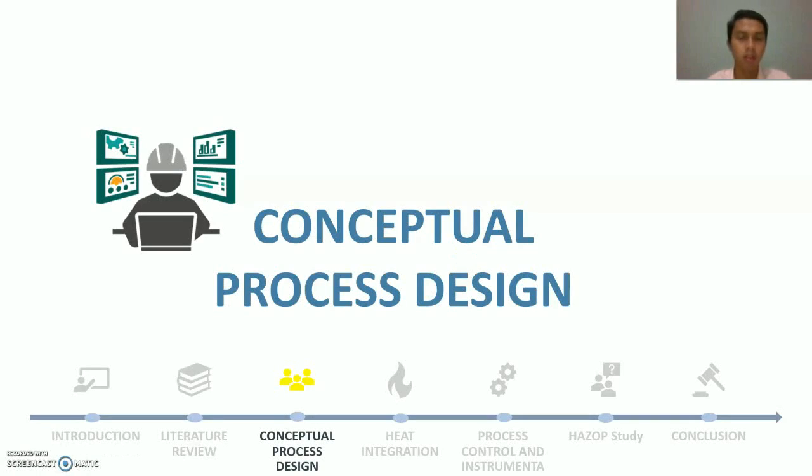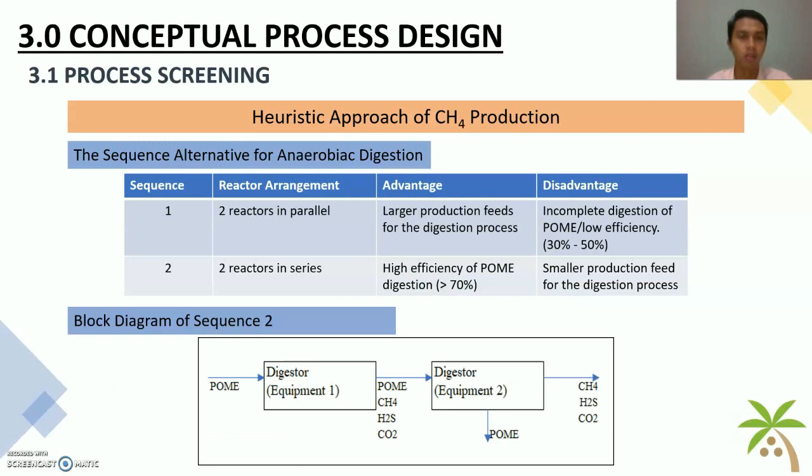Assalamualaikum and hello, my name is Abdul Wafiy, and now we'll proceed with the conceptual process design. So I will start with the process screening. The first one is heuristic approach of CH4 production.